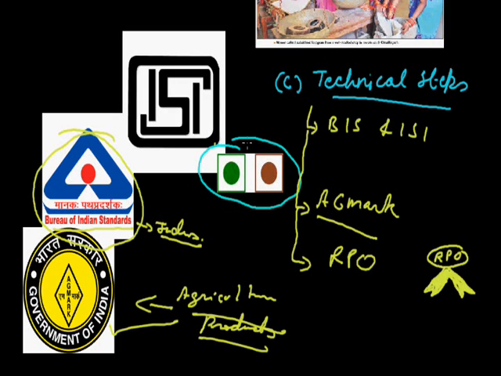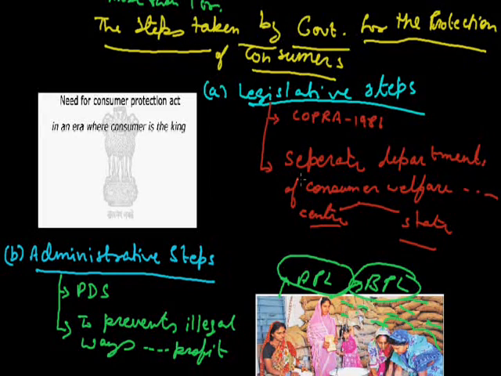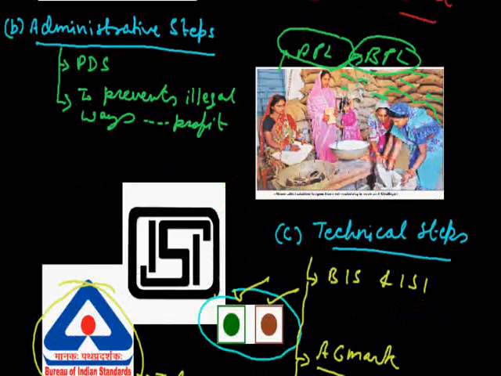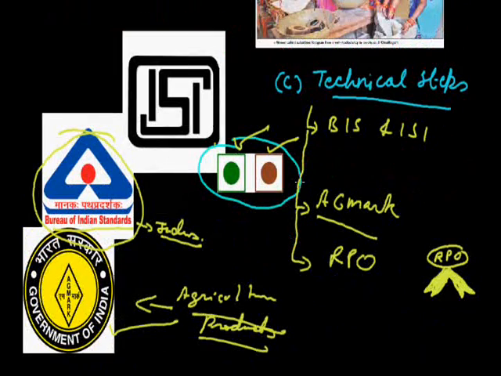Now government also started these particular symbols, especially for those who are illiterate. This green symbol, a green dot, means a vegetarian product, while the brown dot means a non-vegetarian product. So this is how we discussed the steps: the legislative steps, COPRA, administrative steps, PDS, and the technical steps, all these marks.